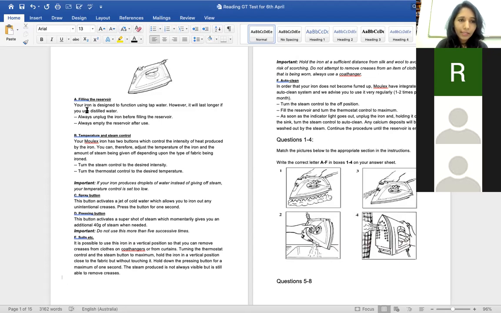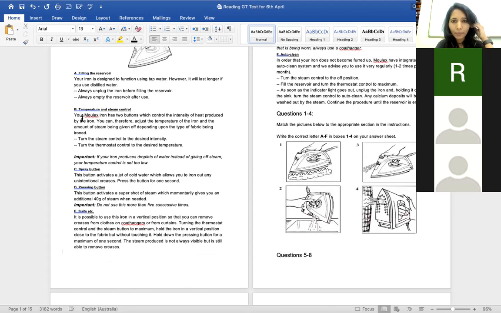If you look at the first section, section A, it's telling about filling the reservoir. So they're asking us how to function. Your iron is designed to function using tap water. So they're asking us to use distilled water just for it to function. Always unplug the iron and always empty the reservoir. Is there anything where you fill the reservoir? There's no place where there's filling or pouring involved here. So there's nothing over here.